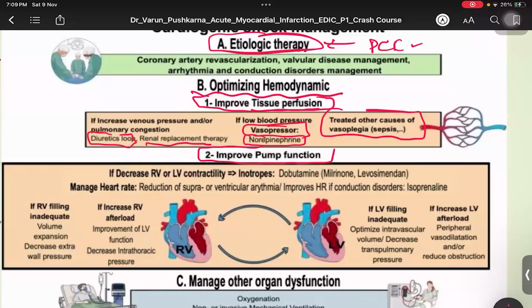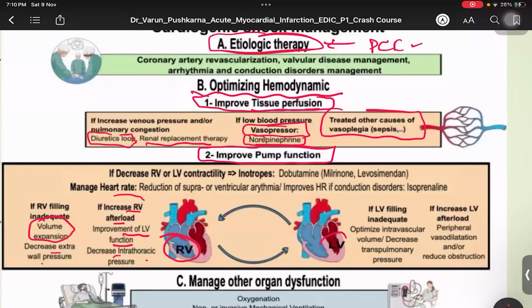To improve pump function, what will you do? You will define which area of the heart is involved. If it is the RV which is dysfunctional, you will increase the preload, you will do volume expansion, you will decrease the wall pressure so that the filling pressures are increased. If the RV has increased afterload, like there is left ventricular failure along with it, then you will improve the LV function and decrease intrathoracic pressures.